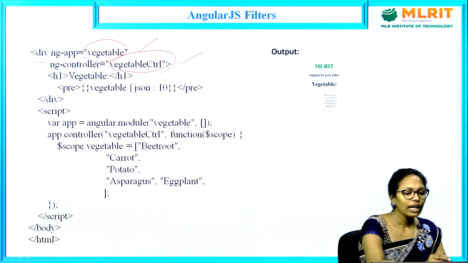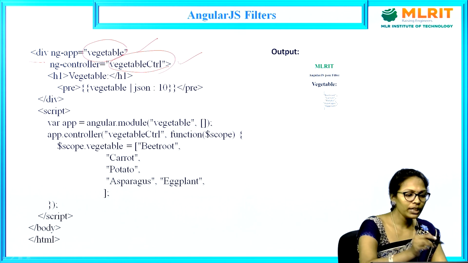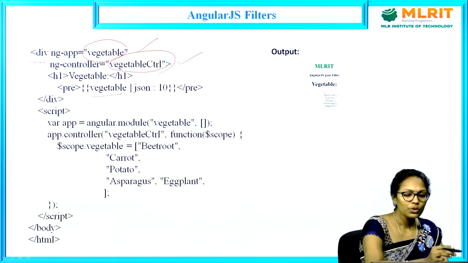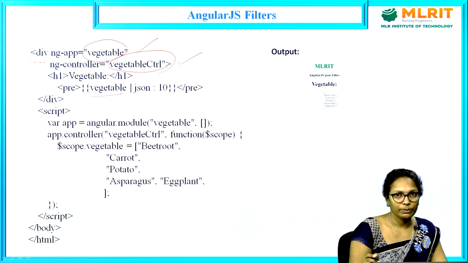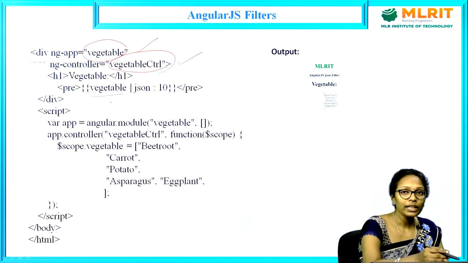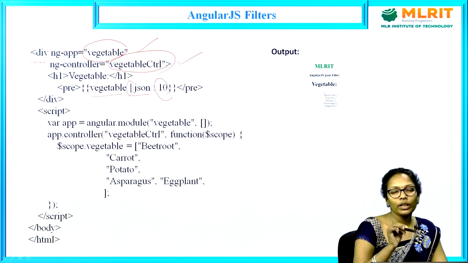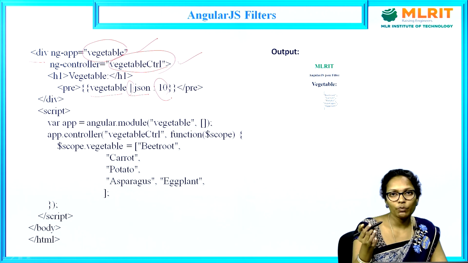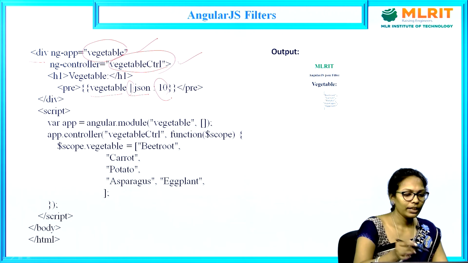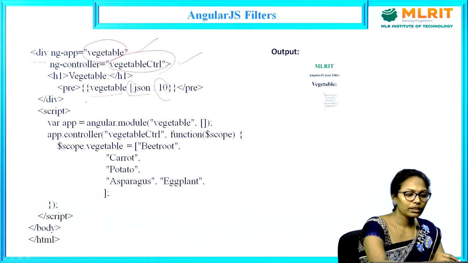Now I want to print a variable. What is that variable name? Vegetable. This vegetable is an object, and for this object I want to apply the filter. What is the filter you're applying? The JSON filter. And the spacing I'm giving as 10. After the colon, the parameter value you're giving is 10. What does this 10 indicate? It indicates the indentation spacing for your display. Then you're closing the division.